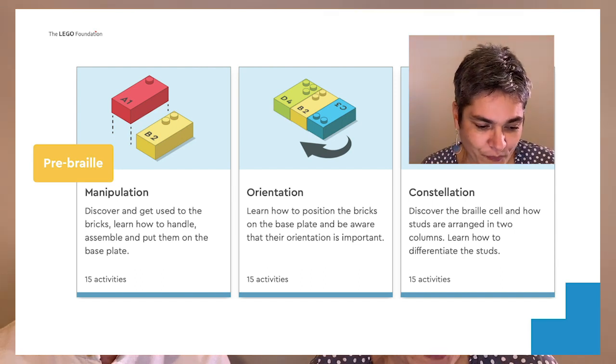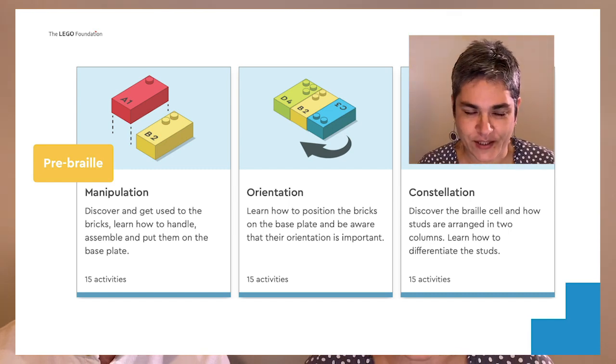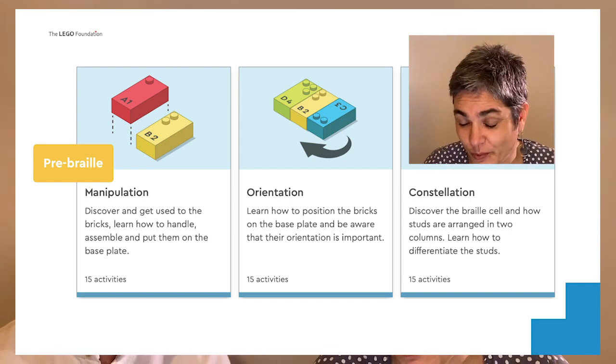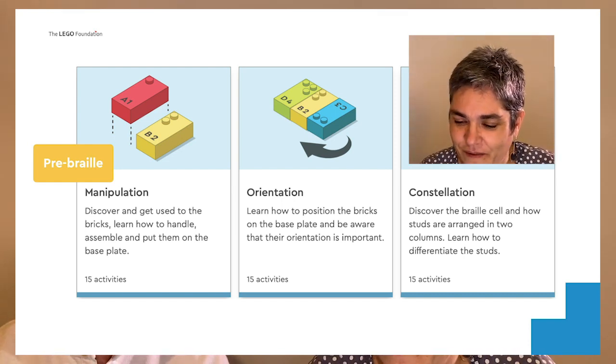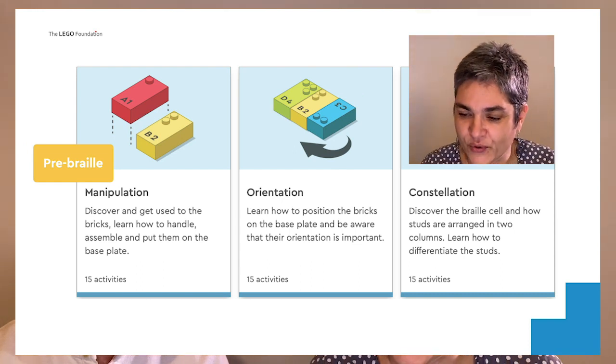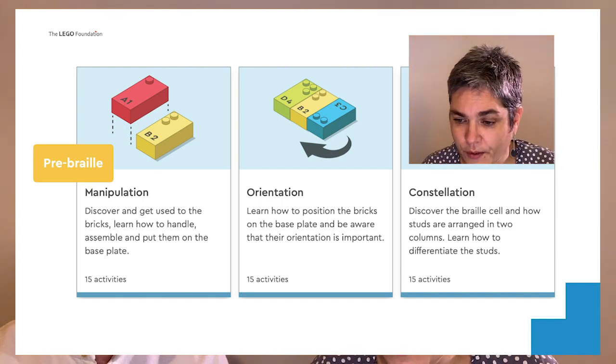And then we go to the constellation section. We chose a funny and poetic name. It's something about pattern recognition of the Braille cell. So constellation, that's because of the stars, and it's really to discover the Braille cell, how studs are arranged in it, and how to differentiate it. So the children will learn where is dot 4, dot 1, and they can find a brick with dot 1 and dot 4, but they don't know yet that a brick with dot 1 and 4, that's a letter C. So when they will try to learn that, we will go to the other section.